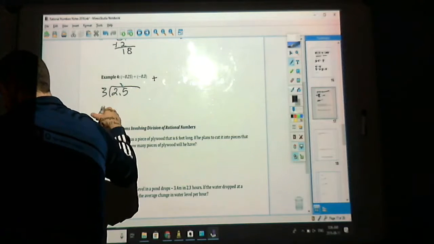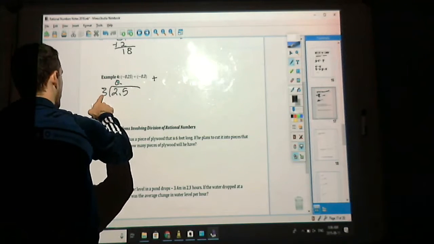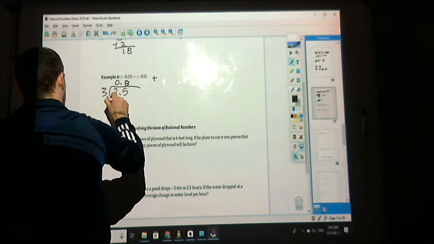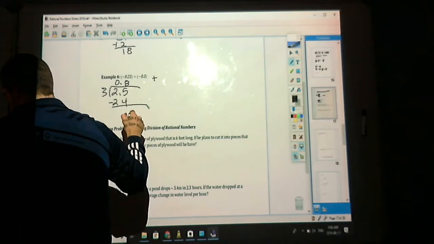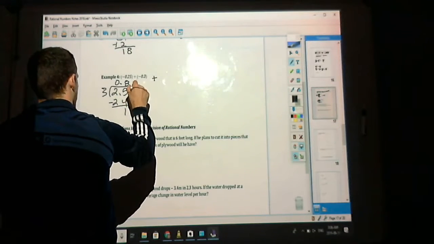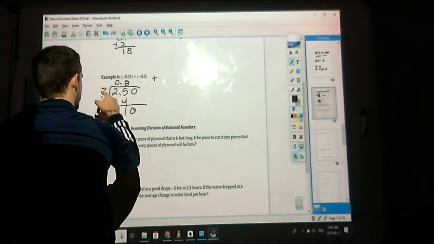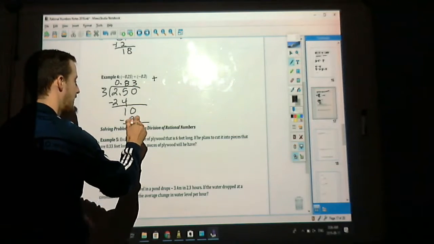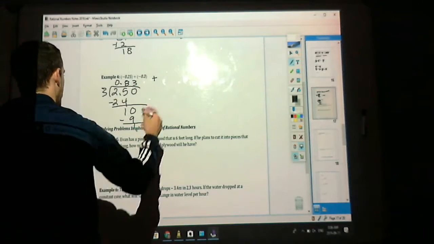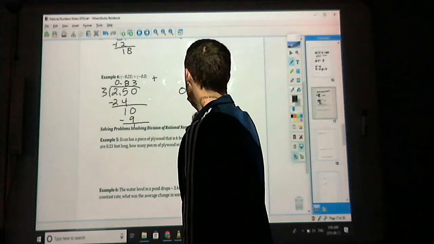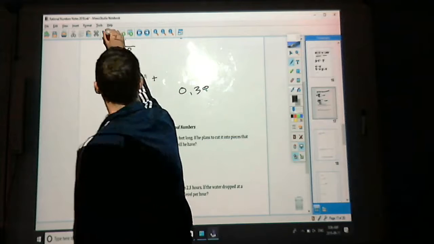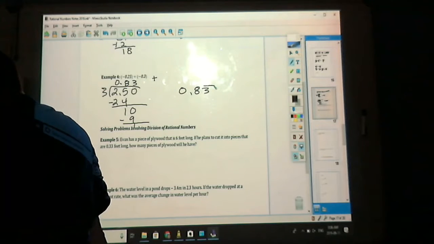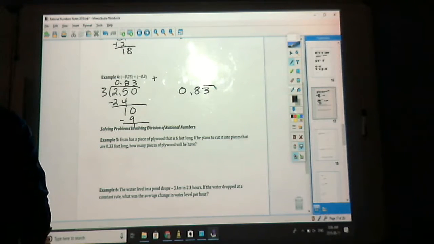So 2 goes into 3 0 times, so we end up with 0. 3 goes into 25, a total of 8 times, this is 24, okay? And then 1, have the 0, carry it down, that goes in 3 times, so 9. And we can see that this is going to be repeating. So we end up with a 1 and then the 0, and it goes on and on and on. So our final answer we're going to have is 0.883 repeating.